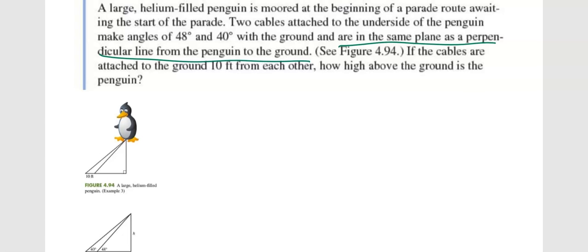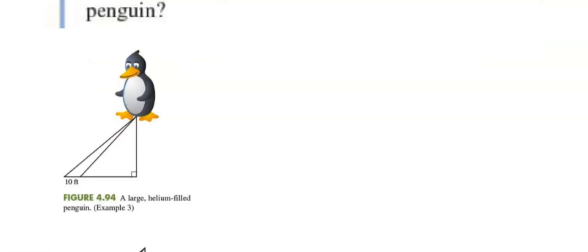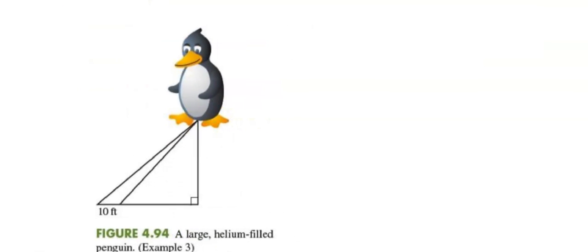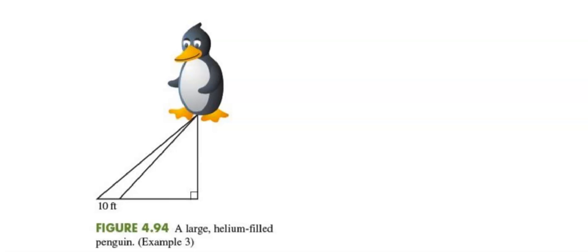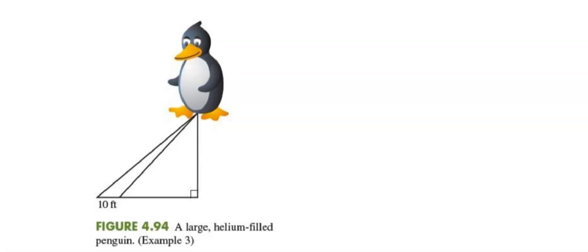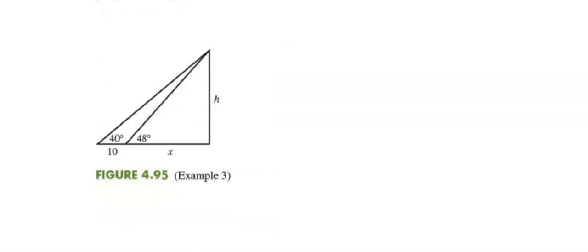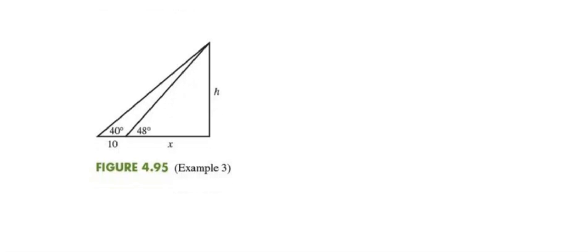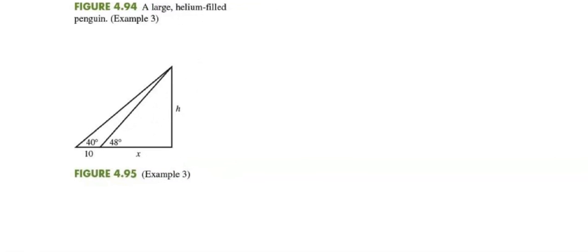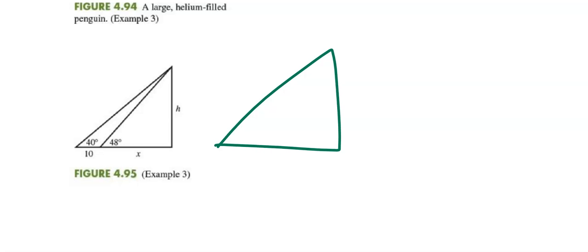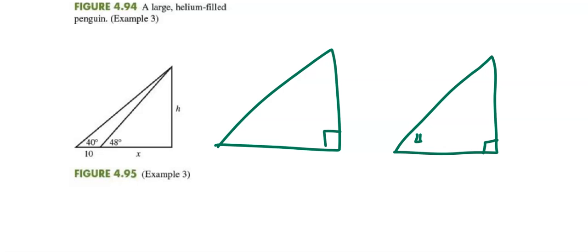If the cables are attached to the ground 10 feet from each other, how high is the penguin? So this is the situation we're dealing with: the penguin, the balloon, and the distance of 10 feet where the cables are attached to the ground away from each other. The angles of elevation are 48 and 40. We're going to look at this as two separate triangles, just like we did in the last question. We've got the bigger one and the smaller one, and I'm going to try my best to make them look a little bit different.